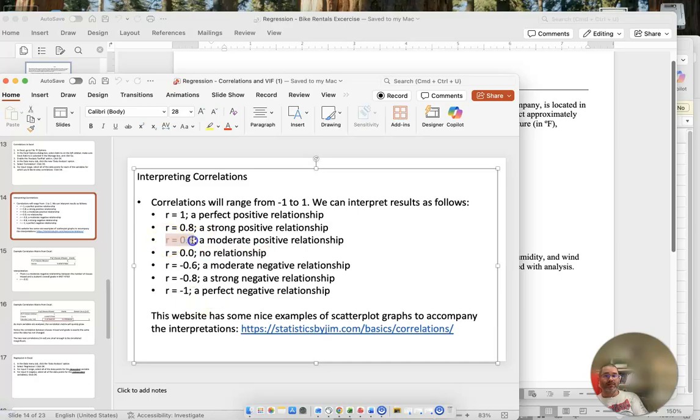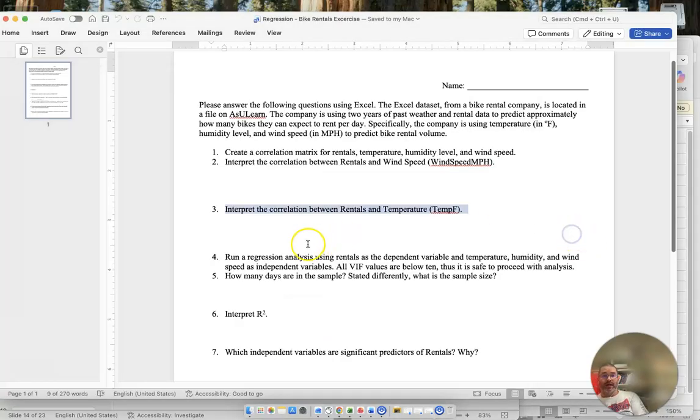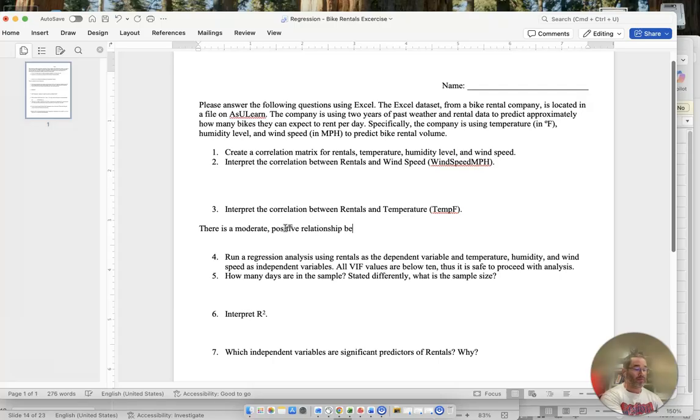Okay, so it's positive. And because it's positive, we need to be able to say two things. When we're talking about correlations, we care about the strength of the relationship and the direction of the relationship. So in this case, the strength is moderate and the direction is positive. So our interpretation here would be: there is a moderate positive relationship between rentals and temperature.